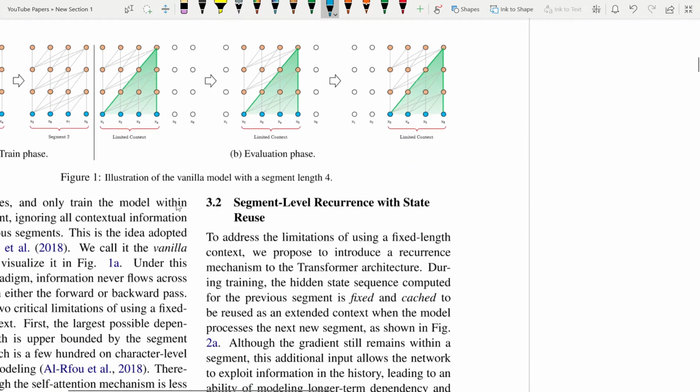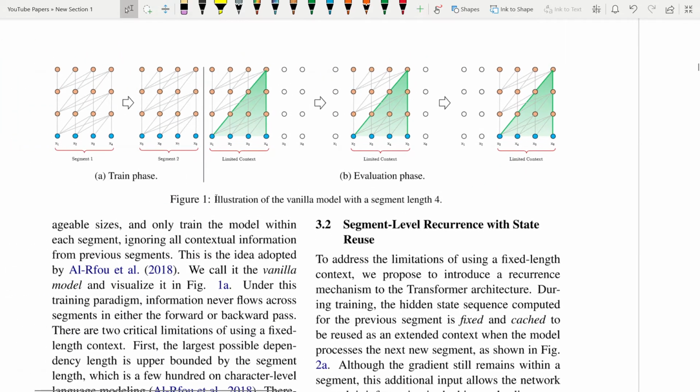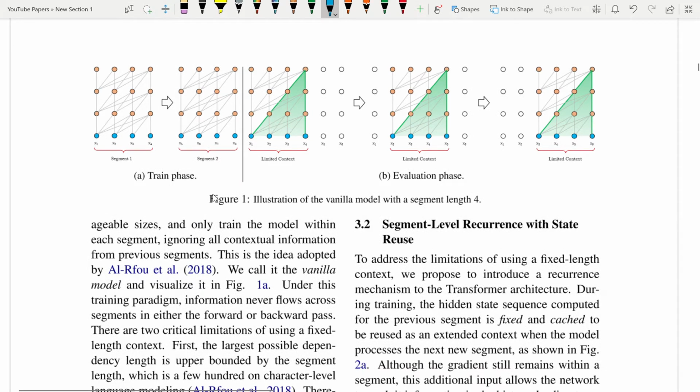Here we are coming to the main crux of the paper. This diagram shows how vanilla transformers are trained. These segments are basically one sequence length. Here the sequence length is 4, right? As you can see, there is no interdependency between this segment and this segment. Within the segment there is obviously the attention going on, but there is no link between segment 1 and segment 2 while training.